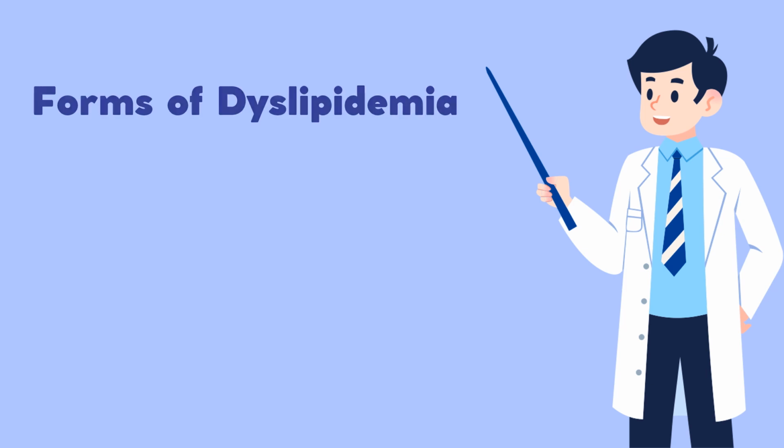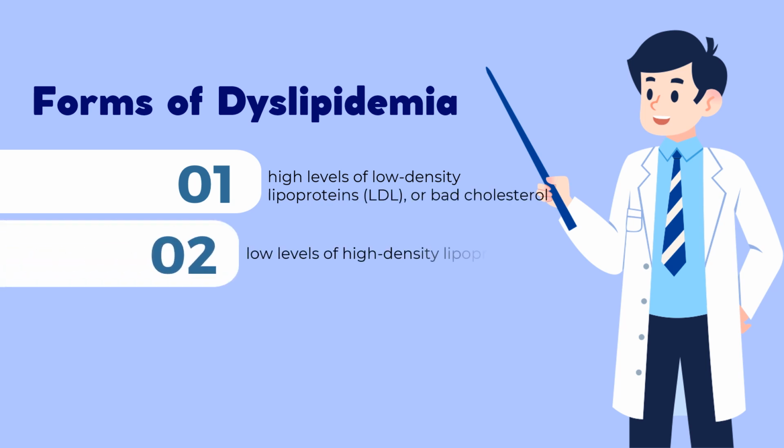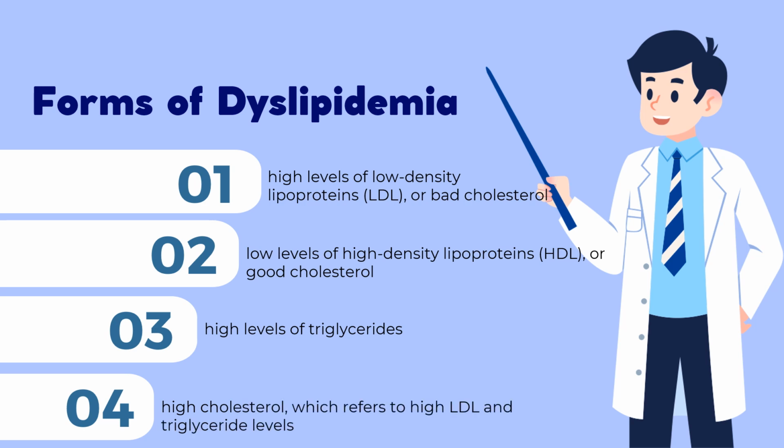There are different forms of dyslipidemia. Your laboratory results will show different levels of LDL, HDL, and triglycerides. One form is elevated LDL, or bad cholesterol. You may also have low levels of HDL, or good cholesterol. Even elevated levels of triglycerides are considered dyslipidemia. Total cholesterol is defined as the level of your LDL and triglycerides. If this is high, you may also have dyslipidemia.